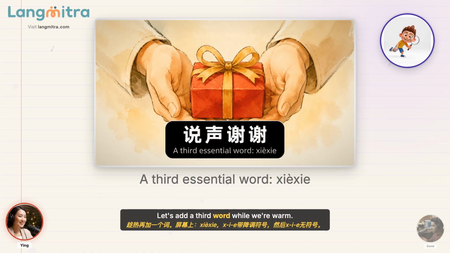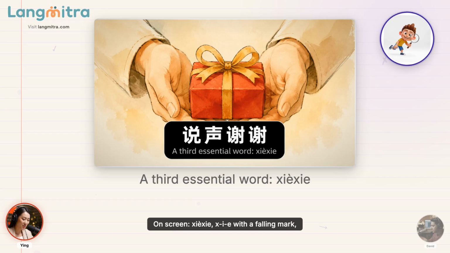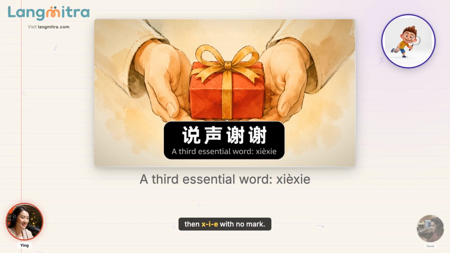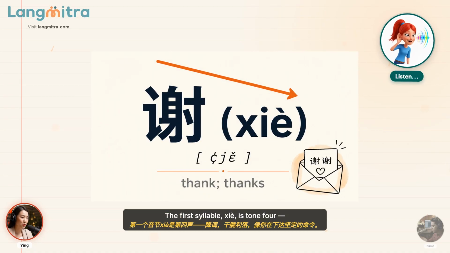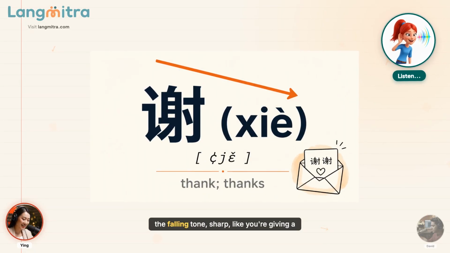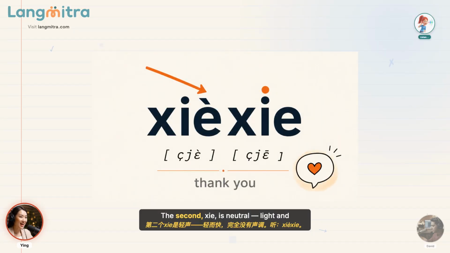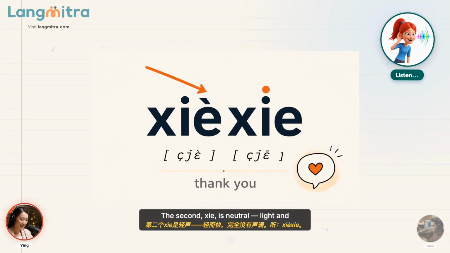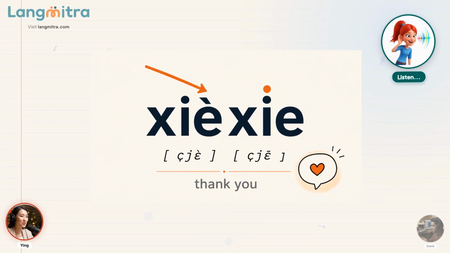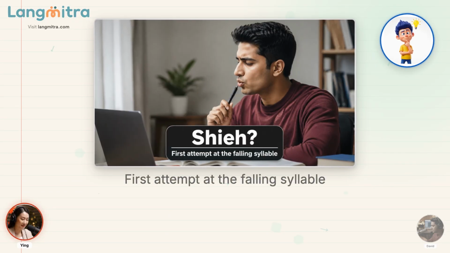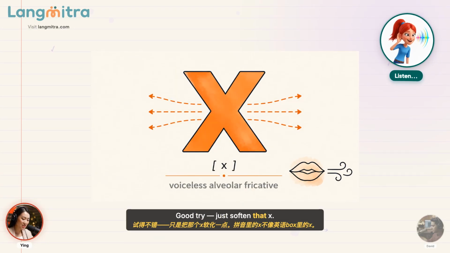Let's add a third word while we're warm. On screen, Xiexie. X-I-E with a falling mark, then X-I-E with no mark. It means thank you. The first syllable, xie, is tone 4, the falling tone, sharp, like you're giving a firm command. The second, xie, is neutral, light and quick. No tone at all. Listen, Xiexie. Try the first syllable alone. Xie. Good try. Just soften that X.